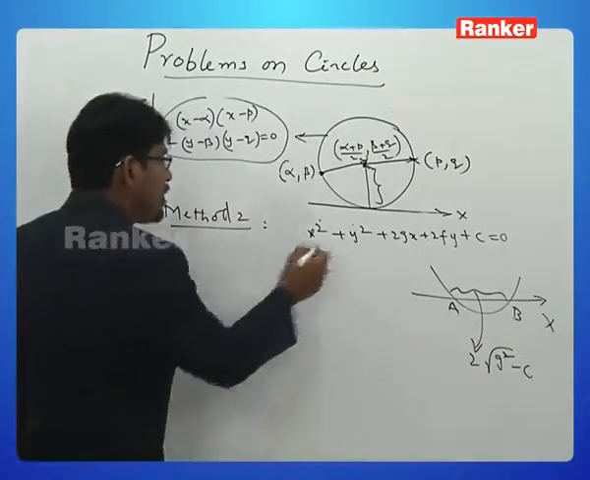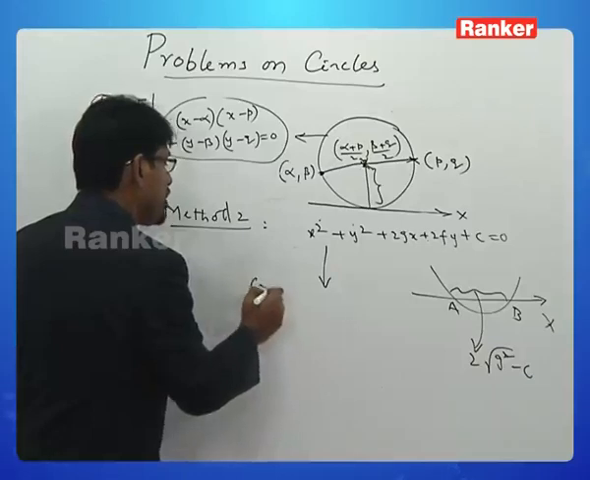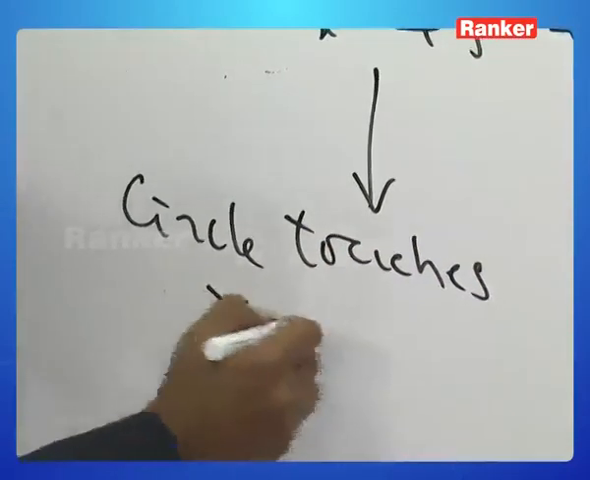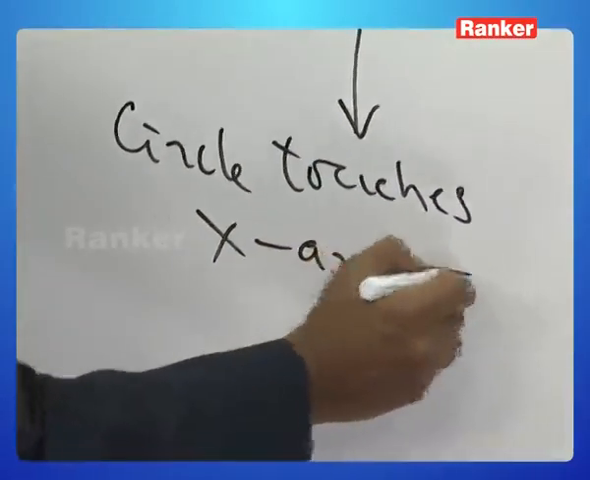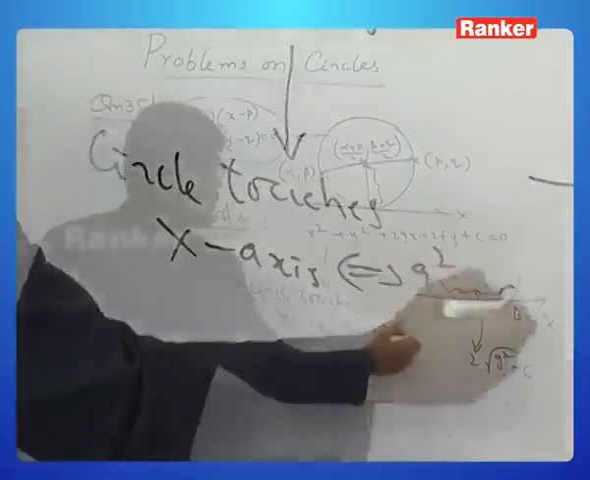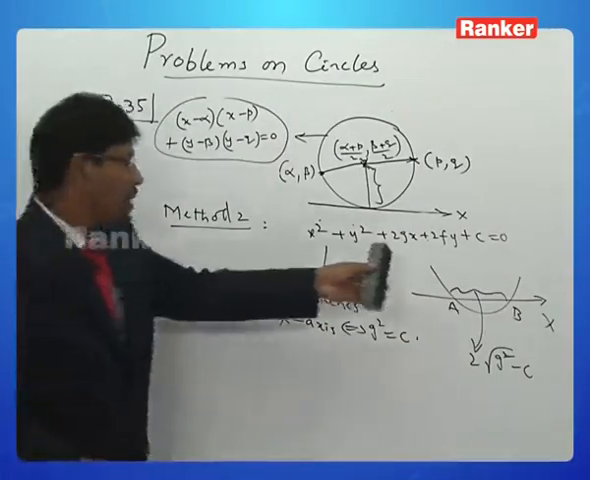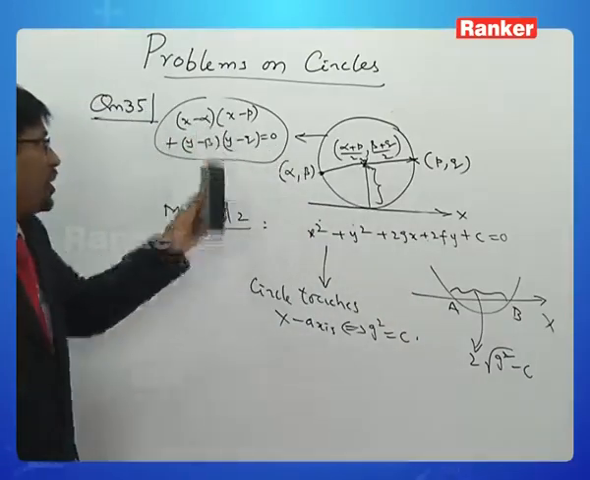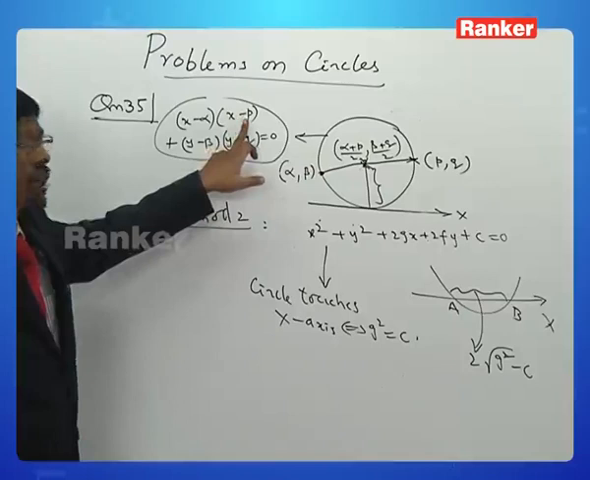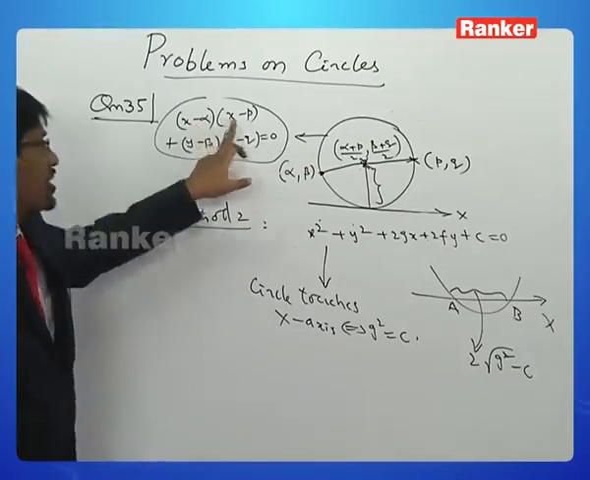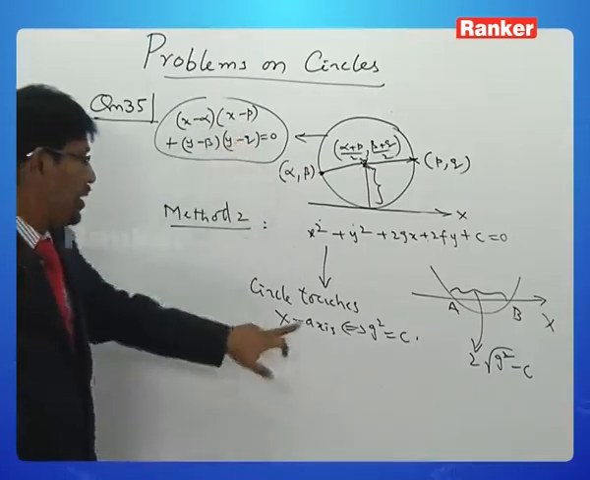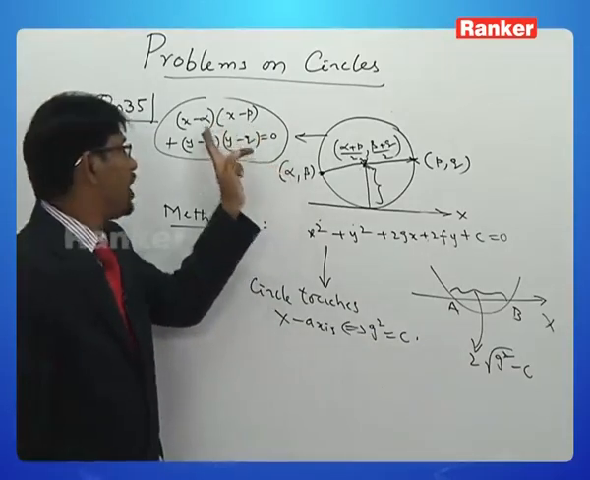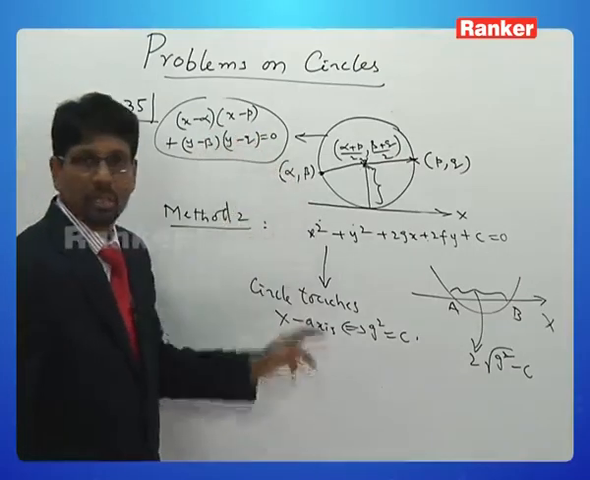That is, the circle touches the x-axis if and only if g square is equal to c. What is g? Half the coefficient of x. So we could have picked up the coefficient of x. What is the coefficient of x here? p plus alpha. Half the coefficient of x means p plus alpha by 2. Square of that must be equated to c. What is c here? The constant term, alpha p plus beta q, whatever will be the constant term.